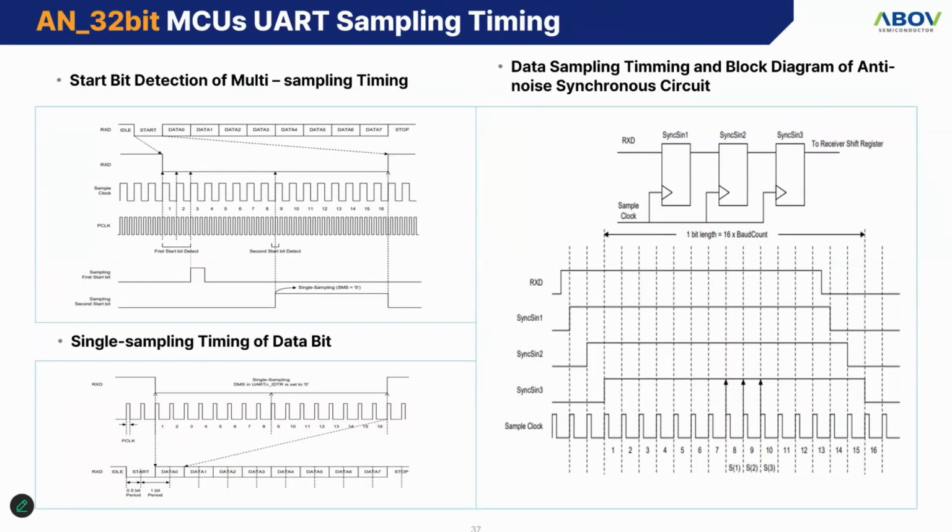The UART sampling timing document is used for 32-bit MCUs as well. It explains things like the setup of UART, how the signals work, and the block diagram in detail.